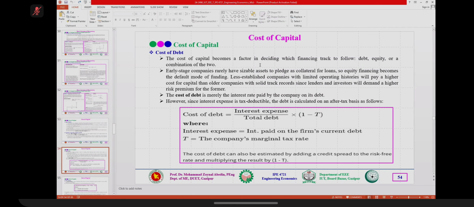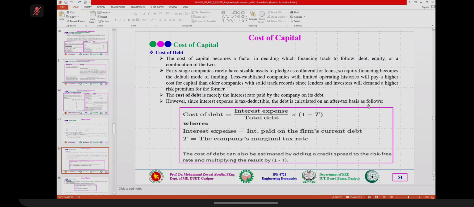The cost of capital becomes a factor in deciding which financing track to follow: debt, equity, or a combination of the two. Early stage companies rarely have sizable assets to place as collateral for loans, so equity financing becomes the default mode of funding. Less established companies with limited operating histories will pay a higher cost for capital than older companies with solid track records, since lenders and investors will demand a higher risk premium for the former.